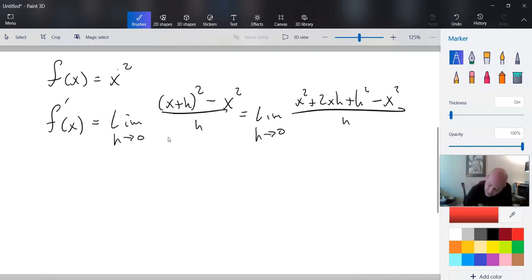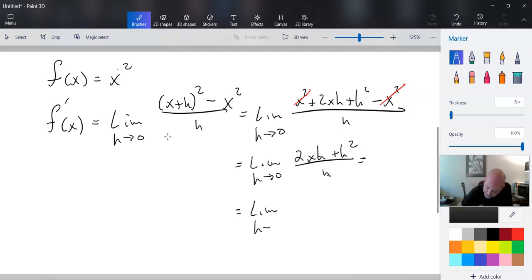Now you notice this x squared minus x squared goes away, and so what I'm left with is the limit as h goes to 0 of 2xh plus h squared over h. And if I factor that h out there, I can cancel that down, right? Because I have an h in each term, I can pull an h out and kill the denominator. This ends up being the limit as h goes to 0 of 2x plus h, which just comes out to 2x.